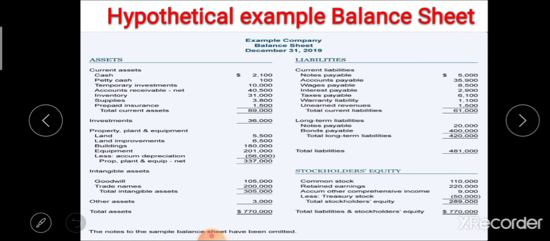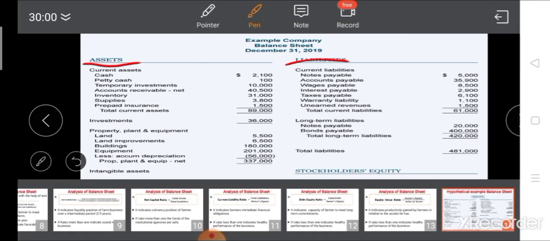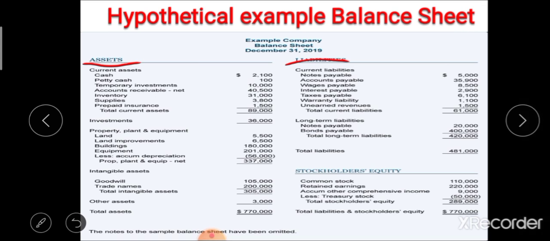Next is a hypothetical example of a balance sheet. In this picture we can see the balance sheet and how it is prepared. See here, assets are written on the left side, whereas liabilities are written on the right hand side. These are the current assets, then intermediate assets, long term assets, written on this side, and here the current liabilities and long term liabilities are written on the right hand side. So this is the example of a balance sheet.